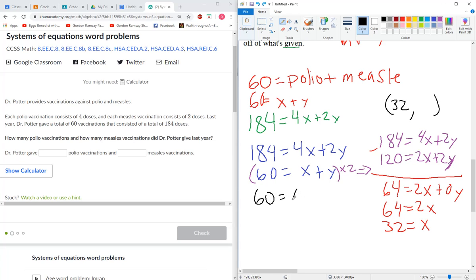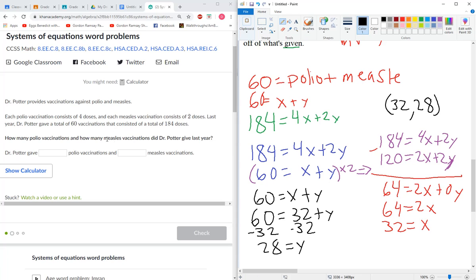So let me not jump the gun here. 60 is equal to x plus y. I know that my x is 32, so 60 is equal to 32 plus y. Minus 32 from both sides, 28 is equal to y. There we go. And that's how you do it.